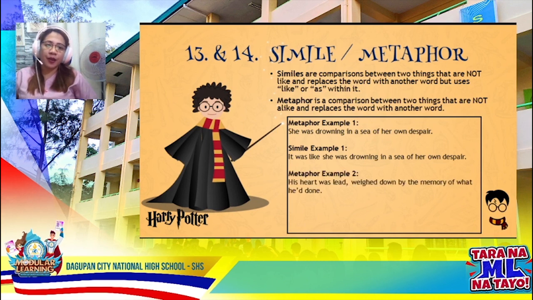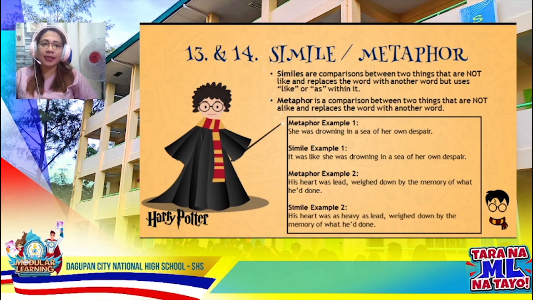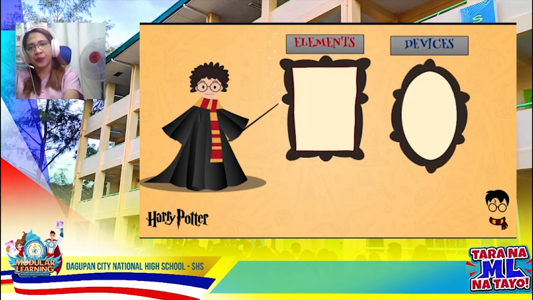Next is: his heart was weighed down by the memory of what he had done. Next example: his heart was as heavy as lead, weighed down by the memory of what he'd done. So looking at the two examples, okay, the first one does not use the word as. He directly compares his heart with lead. While on the second example, the simile, the comparison uses the word as. Okay, so that's it. Those are the common literary devices used by authors.